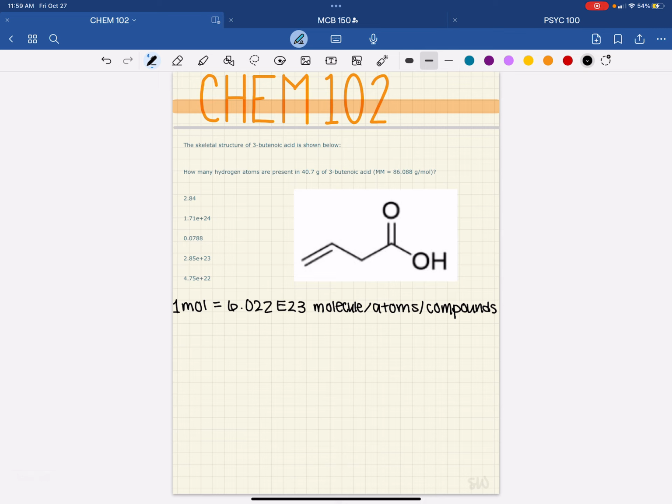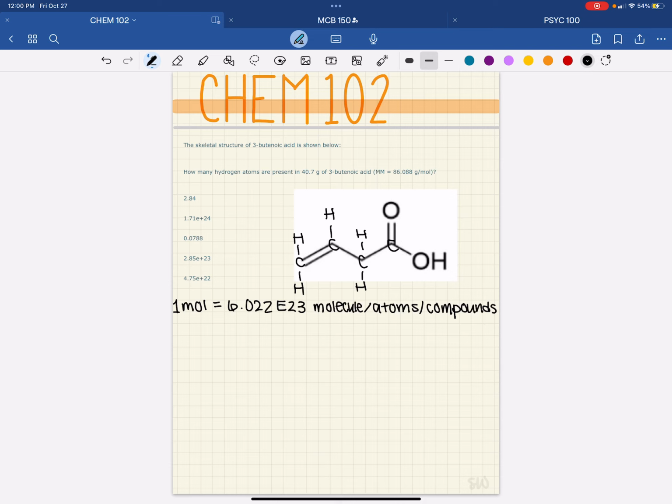Skeletal structure of 3-butanoic acid is shown below. How many atoms are present in 40.7 grams of 3-butanoic acid? So first let's draw our structure from the carbon structure. So I'm going to add in my carbons, and then I'm going to add in my hydrogens. One goes there, one goes there, and that's it. Okay, so that's done.